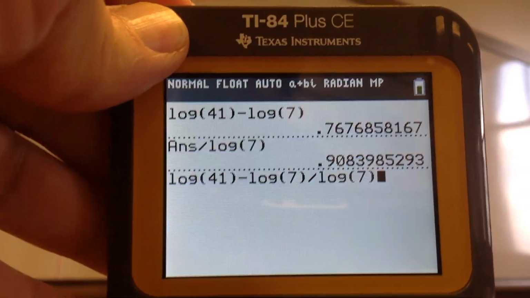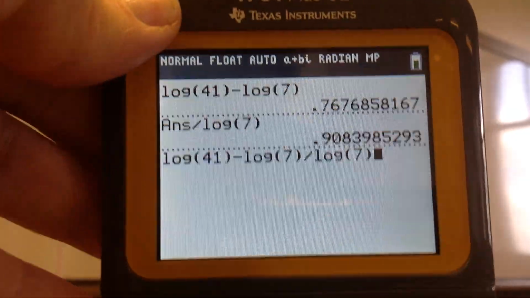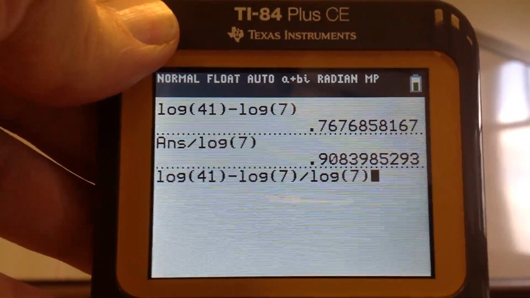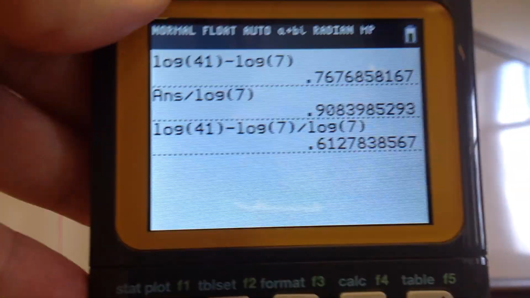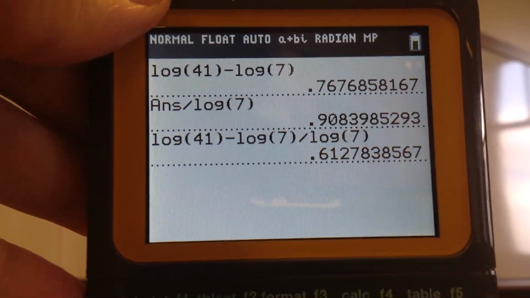Okay? Now, if you try to type this all in at once, let's say we do log 41 minus log 7 divided by log 7. So what I've got there is not correct, okay? The numerator is not in parentheses. This is not going to give us the correct answer. This is going to give us something else. That's not the correct answer, okay?